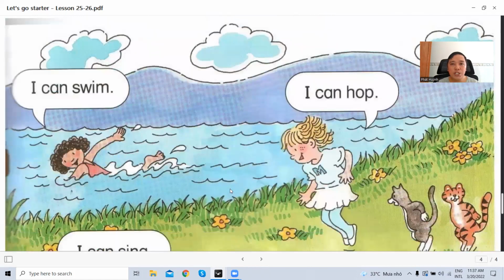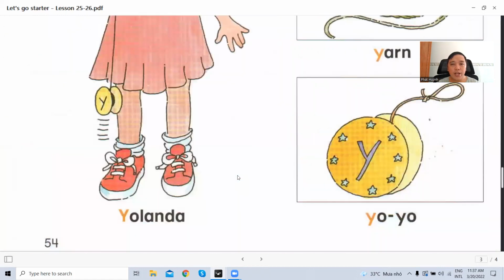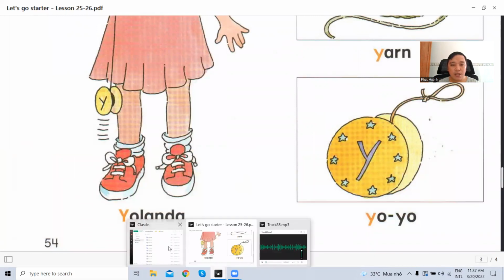Okay, now we move to the second part. Oh, sorry. No, we still listen to the recording one more time. Chúng ta nghe cái recording khác nha, một lần nữa.